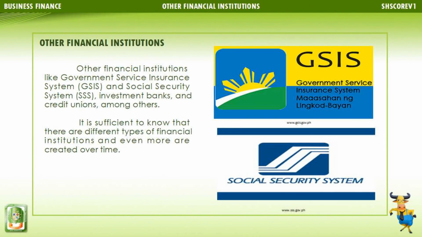Other financial institutions include government services, insurance system, social security system, investment banks, and credit unions, among others. It is sufficient to know that there are different types of financial institutions and even more are created over time.